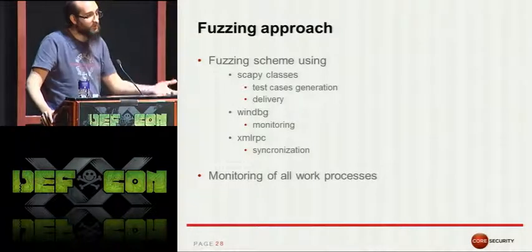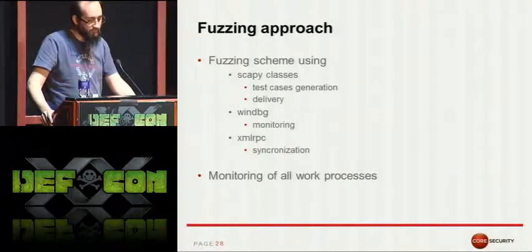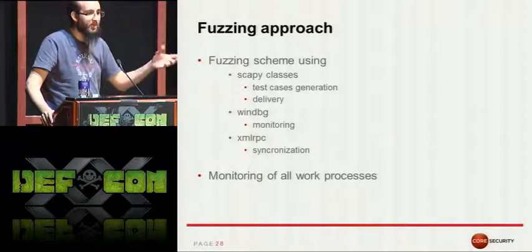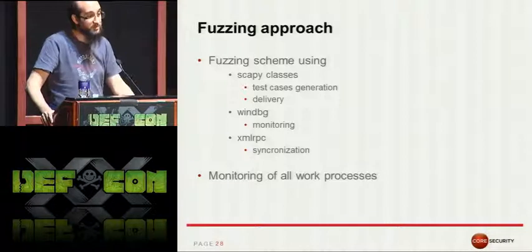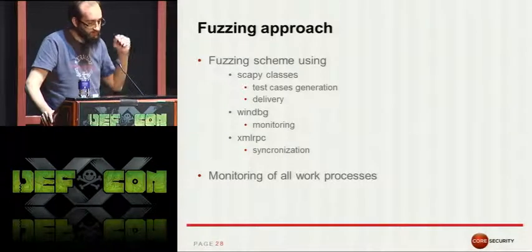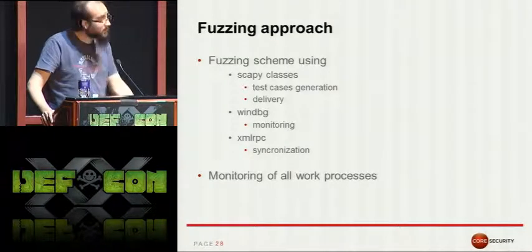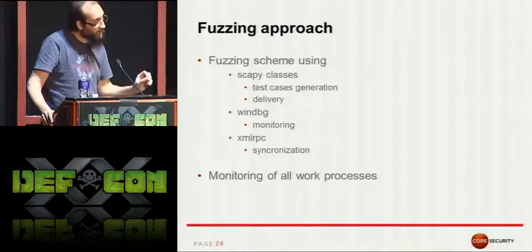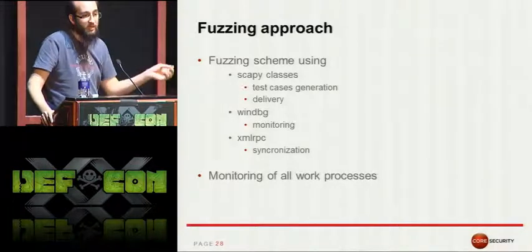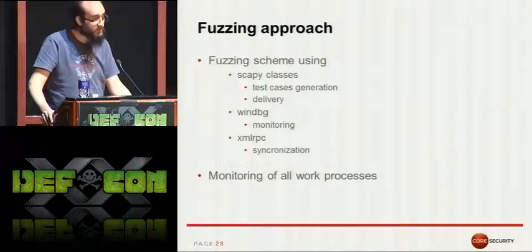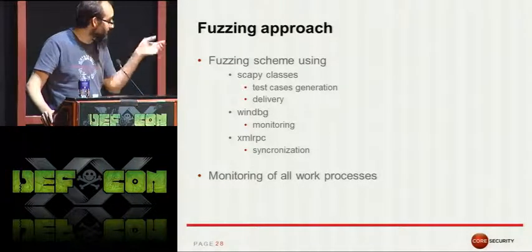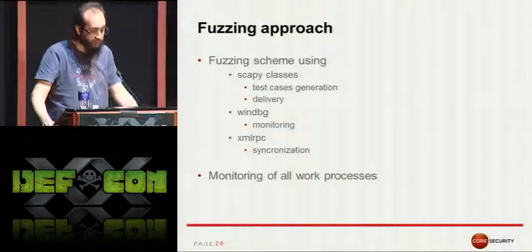How do I use these tools? Well, one of my goals was to look for any vulnerability in either the GUI client or the application server. So I came up with this fuzzing approach for the test case generation and for delivery of the packets. I use my own Scapy classes, I use WinDbg for monitoring of the target, and I use XML-RPC for synchronization between the different components.